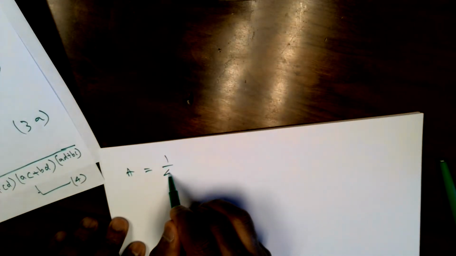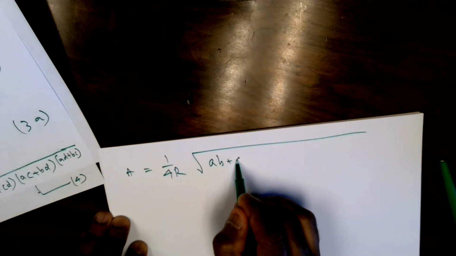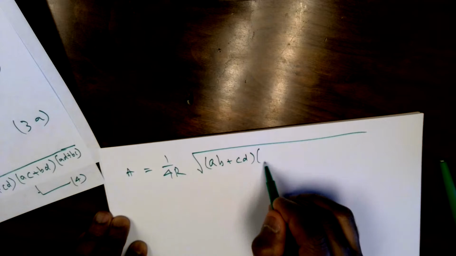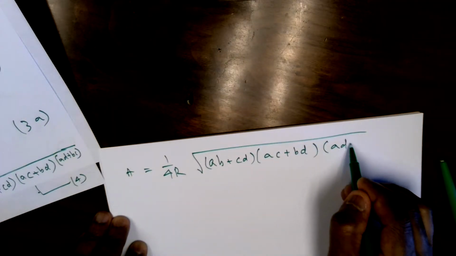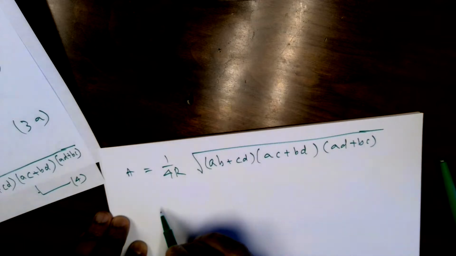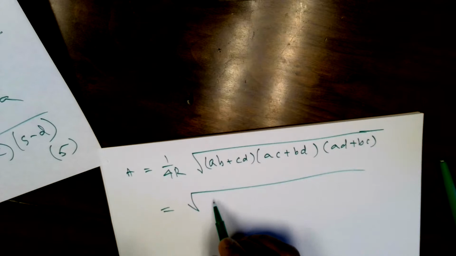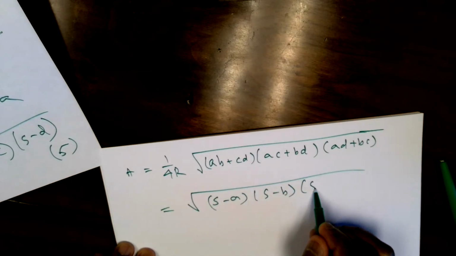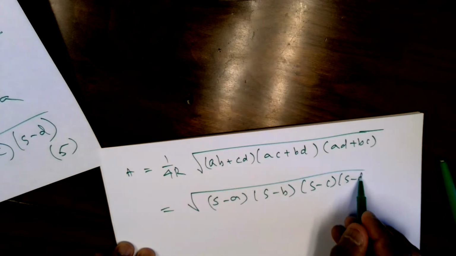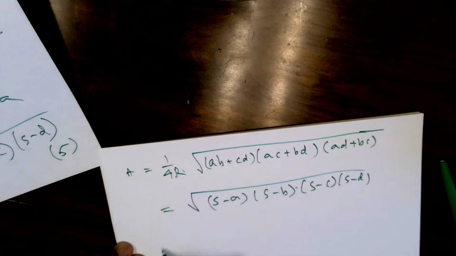So A turns out to be just 1 by 4, or previously, AB plus CD, AC plus BD, multiplied by AD plus BC. But this is also equal to S minus C multiplied by S minus B. So from here we can solve for R.